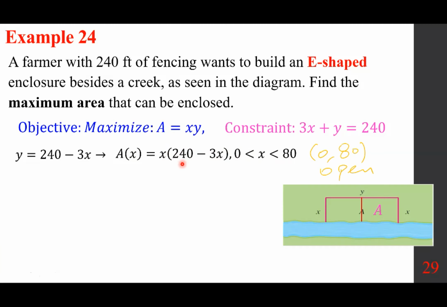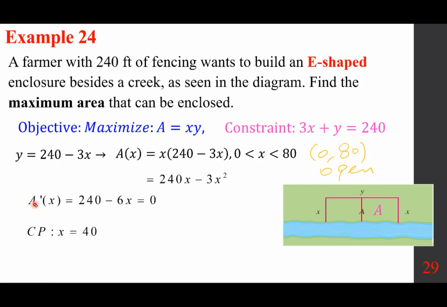Let's differentiate this. It's easier to distribute and make it 240x minus 3x squared in order to differentiate. So A prime of x becomes 240 minus 6x. We set it equal to 0, and x becomes 40. So this is the critical point. Is this going to maximize or minimize? We don't know yet. However, what we do know, because it's an open interval and because there's only one critical point, is that whatever we decide, it's not only a local, it's also an absolute max or min.